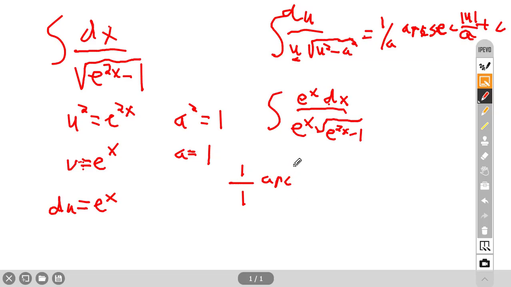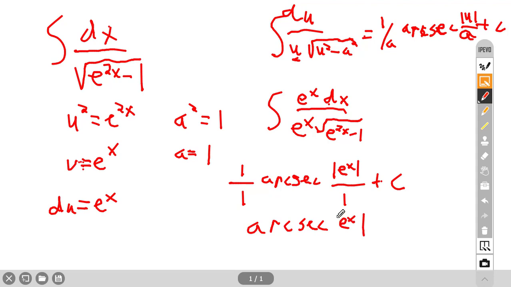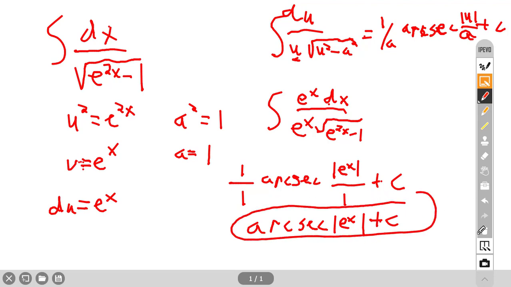Bring that back up again. So times the arc secant of u, which would be e to the x all over 1, plus c. So when I solve that, I get arc secant of the absolute value of e to the x, plus c. And that would be my answer.